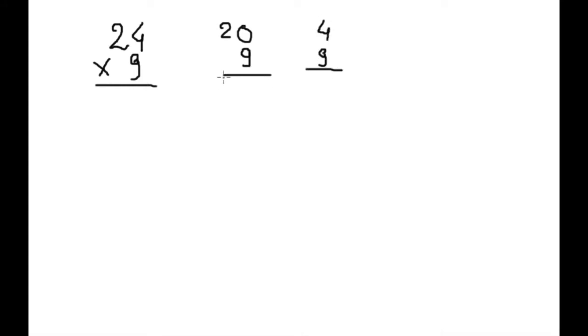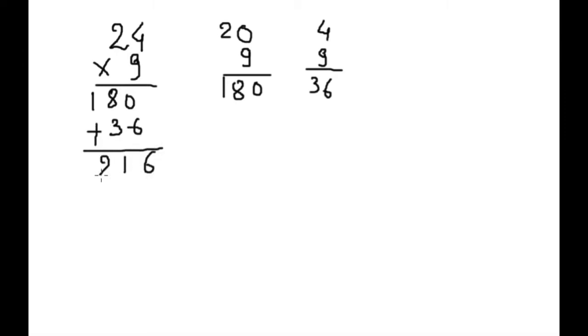Let's start with an example of multiplying two-digit numbers with a one-digit number. So the first example is 24 into 9. First we will multiply 20 into 9 and then we will multiply 4 into 9. It's 180 and this is 36. So 180 plus 36, we will do addition, and this is our answer. Let's see another example.